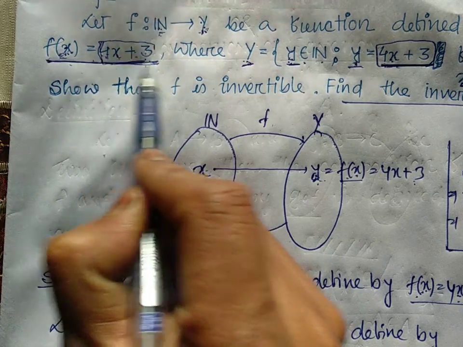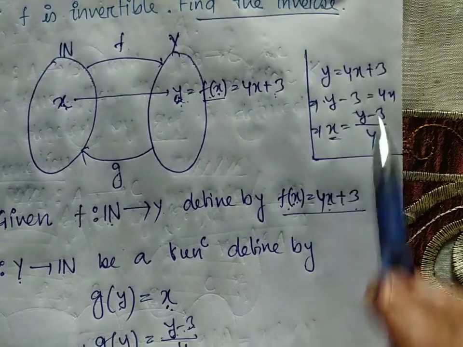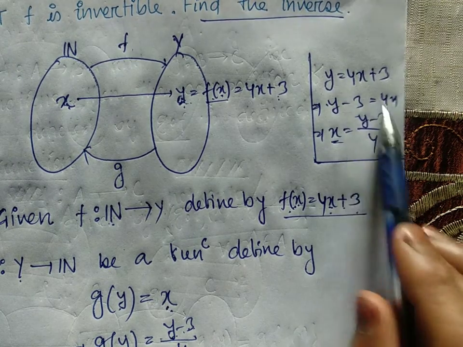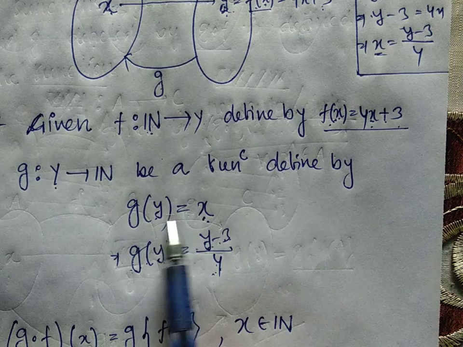Now we'll go to the given condition. The condition of the given function f: f of x equal to 4x plus 3, meaning y is equal to 4x plus 3. Now we'll try to simplify. After simplification, you will get the value of x. x is equal to what? y minus 3 by 4. And I have written that value.